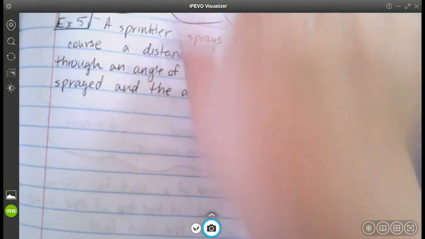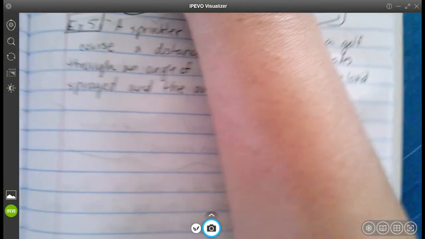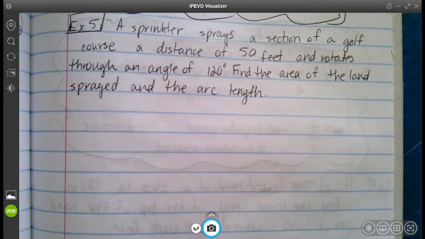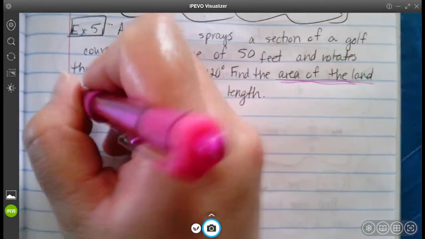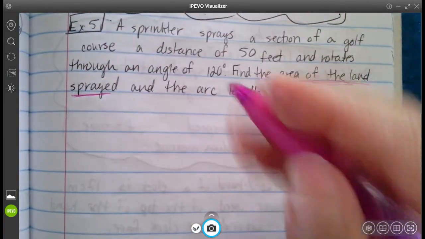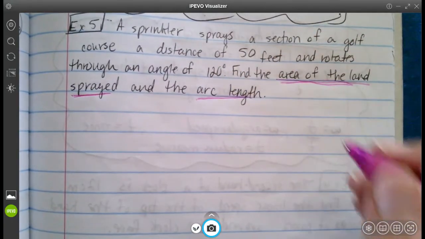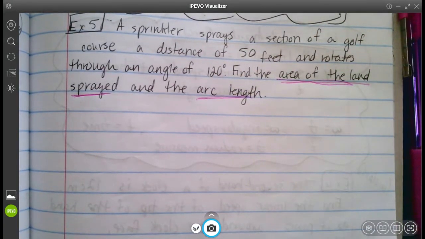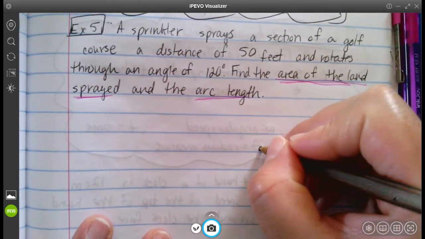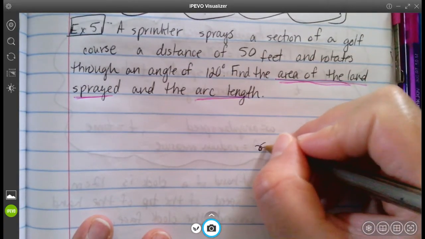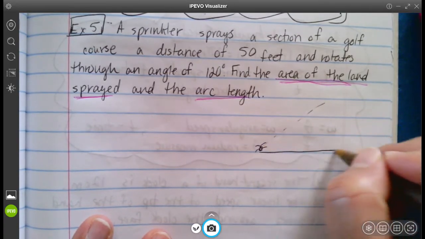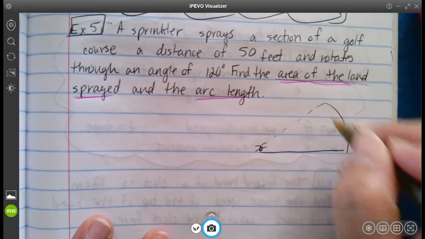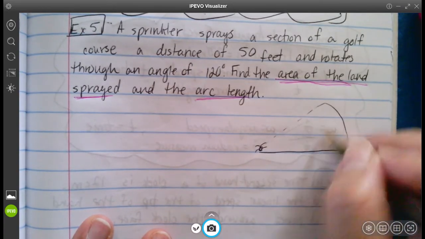It says a sprinkler sprays a section of a golf course a distance of 50 feet and rotates through an angle of 120 degrees. Find the area of the land sprayed and the arc length. So the area of the land sprayed is like your slice, and the arc length is the top part. Just so you can see a picture of this, we have this sprinkler, and it is spraying water across this section here. So all of this is getting wet, this part of the golf course.